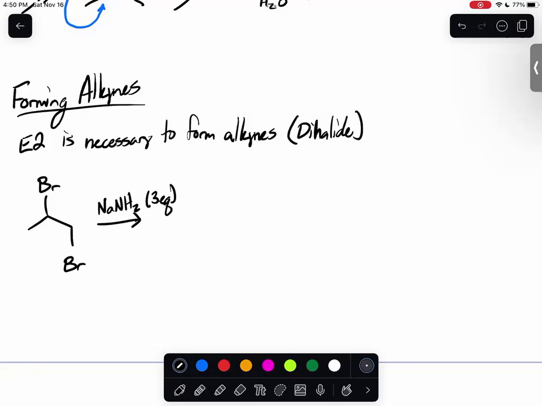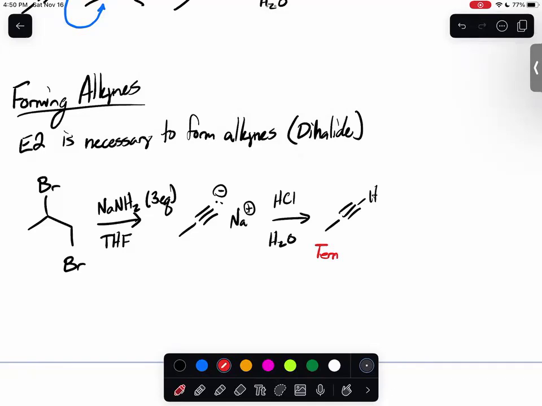If we take this and we throw in sodium amide, NaNH2, we will need three equivalents in order to make an alkyne. But as a matter of fact, we'll actually end up making the deprotonated terminal alkyne in this example. That, of course, will have its sodium counterion. And then from here, if you give it some HCl and H2O as a workup, you will protonate it and you'll have your terminal alkyne. But how does this reaction actually work? Well, let's take a look at the mechanism.